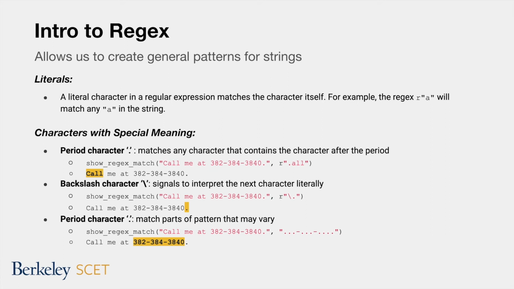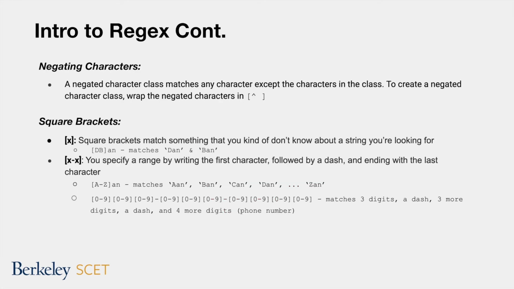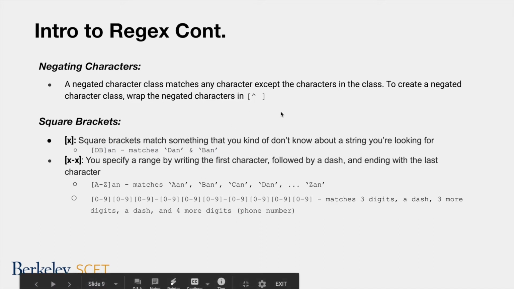The period character also matches any patterns that may vary. For example, to match a phone number, you could write dot dot dot, dash, dot dot dot, dash, dot dot dot dot, and it'll match the phone number when you put that in. Another useful feature is negating characters: if you want to match everything except for what comes after that character, that's what you use.